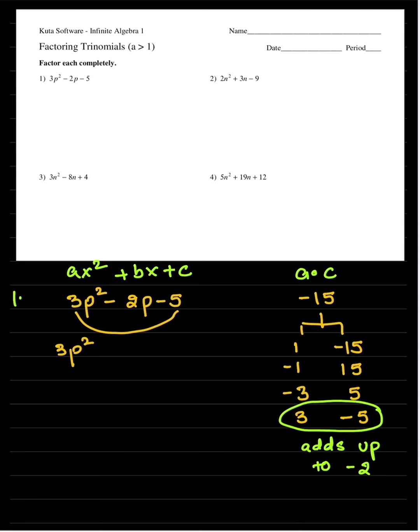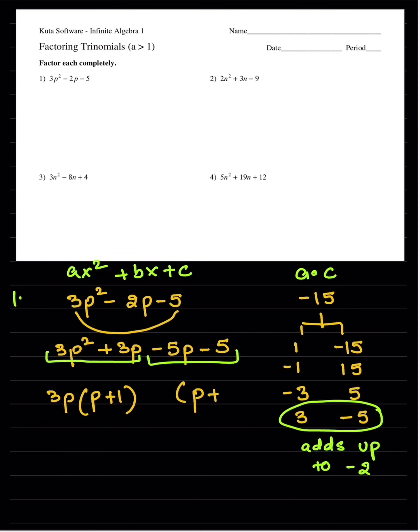After finding different factors, I've reached 3 and negative 5 as my final factors. So I'll go ahead and write my expression again as 3p squared plus 3p minus 5p minus 5. And then I will group them, first two terms and last two terms.